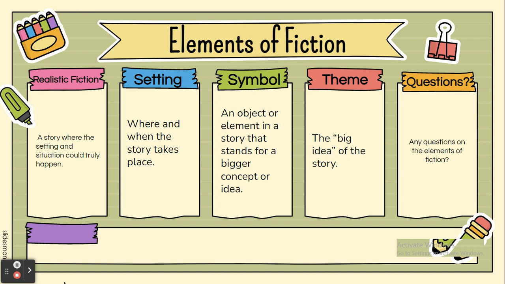Setting is where and when the story takes place. Symbol is an object or element in a story that stands for a bigger concept or idea. And the theme is the big idea of the story. We've talked about theme before.